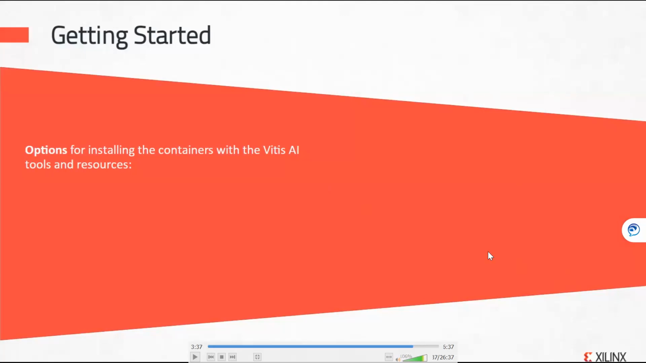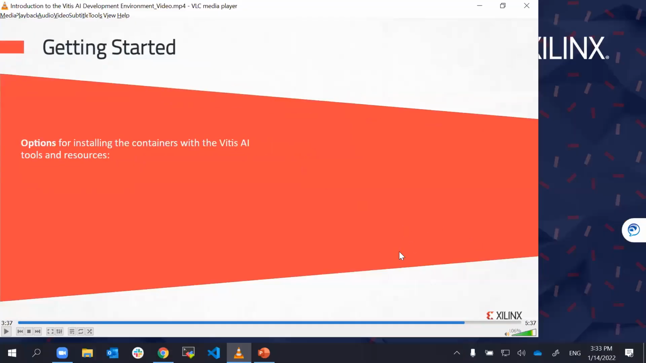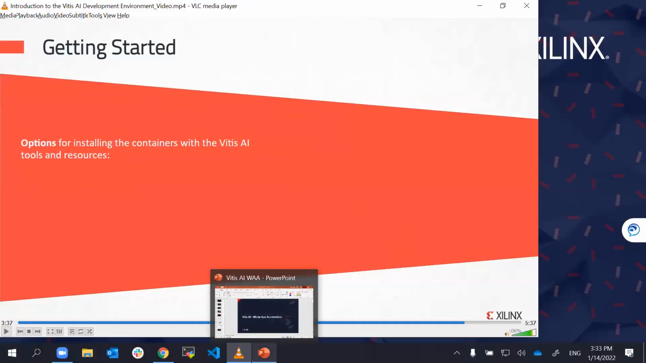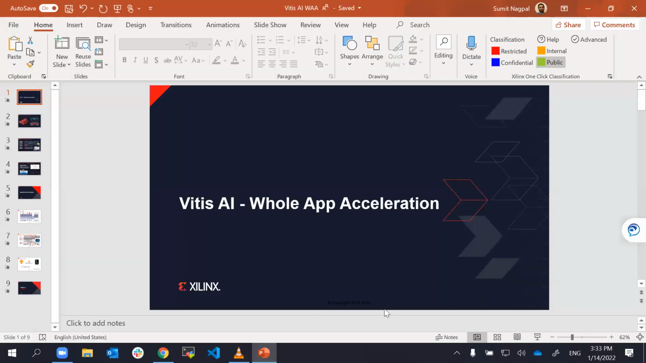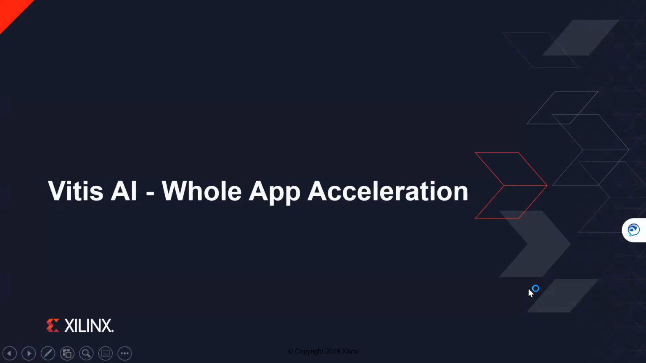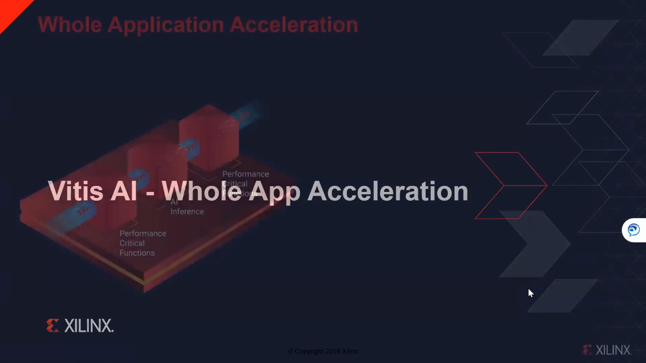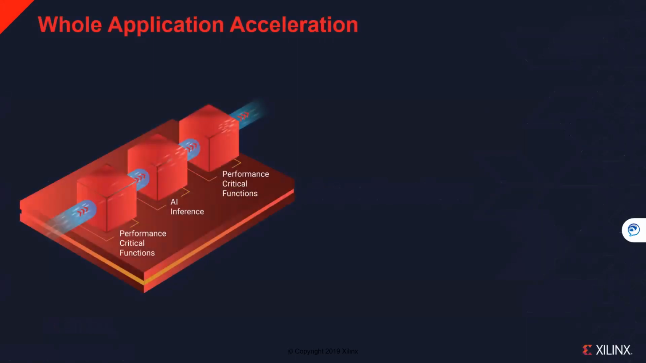Okay, so let me go to another presentation where I have only a few slides which talk about certain other aspects of Vitis AI. This is called whole app acceleration. In AI workloads, it is not just about AI inference which has to be accelerated, but there are so many other performance critical functions which run before and after AI inference. Those are also very time consuming.